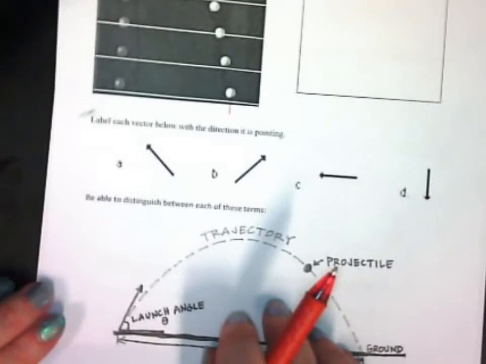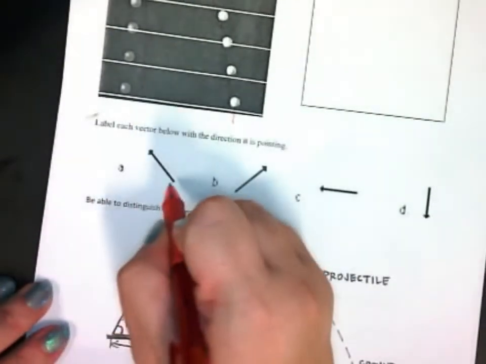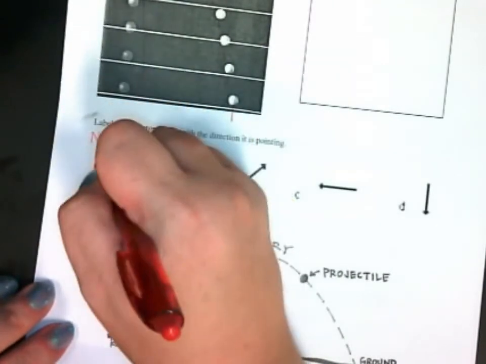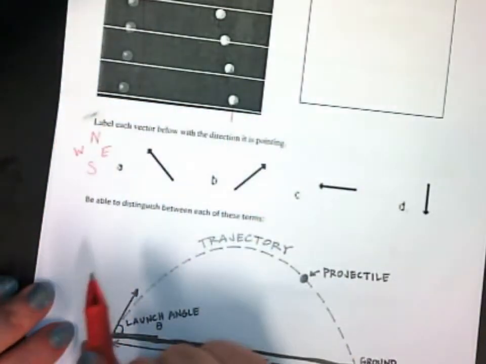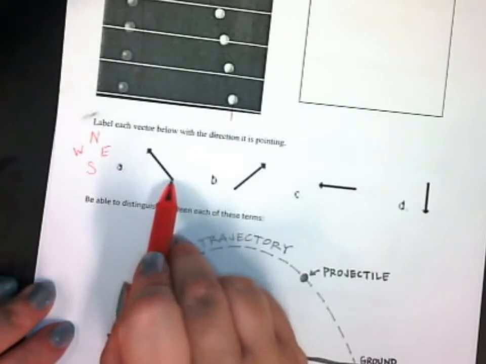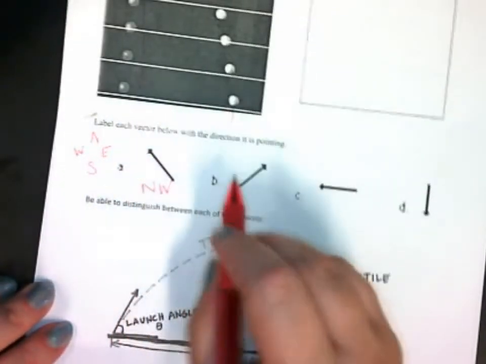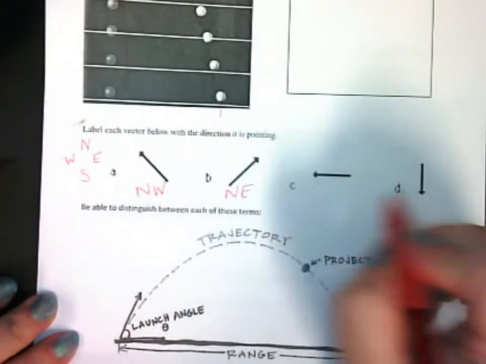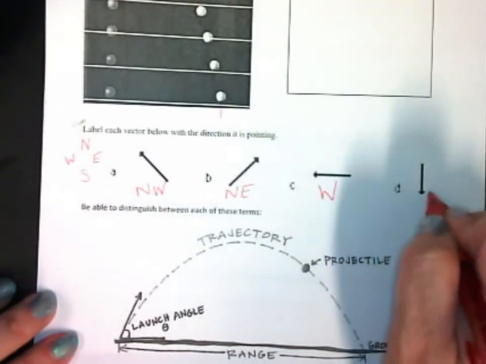Label each vector below with the direction it is pointing. All right, if you need your compass rose, north, south, east, west. So we have this one pointing northwest. This one is pointing northeast. This one's pointing west. And this one is pointing south.